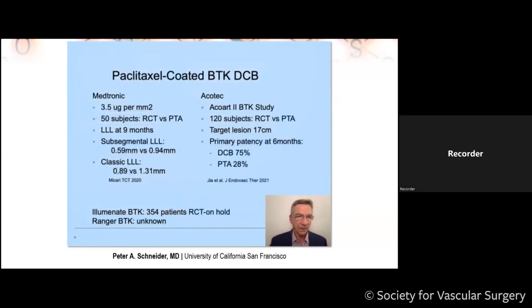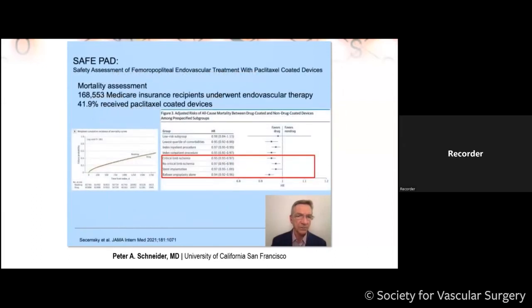And these are 2 additional paclitaxel drug-coated balloons, one from Medtronic, which has completed a first-in-human, one from Ecotech from China, which has completed a randomized controlled trial of 120 subjects with a significant difference at 6 months. These 2 may go forward. The Illuminate BTK program is on hold, and Ranger BTK is unknown at this time.